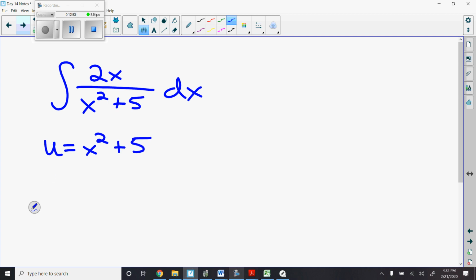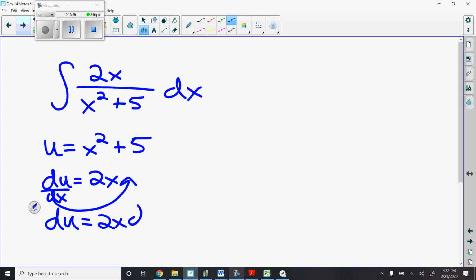That means du/dx would be 2x. But again, I want you to get in the habit of writing du over dx. I'm just going to multiply by dx over here and say du equals 2x dx. What I see is, okay, I have a u. My du also happens to be something that's in this integral. So this looks like something I can solve with u-substitution.